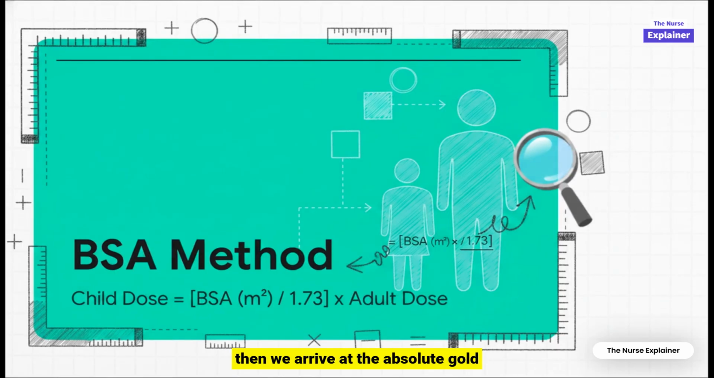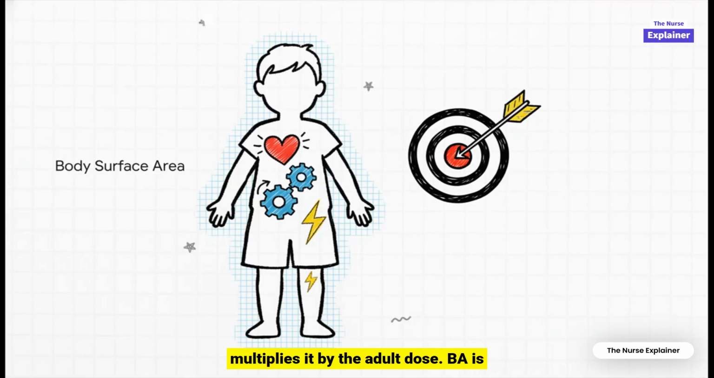And then we arrive at the absolute gold standard, the body surface area, or BSA method. This formula takes the child's BSA in square meters, divides it by 1.73, which is the average adult BSA, and multiplies it by the adult dose. BSA is basically the peak of pediatric dosing. It doesn't just measure how heavy a child is. It closely aligns with their actual physiological activity. We're talking metabolism, renal function, cardiac output. All of those correlate way better with surface area than with just straight weight.